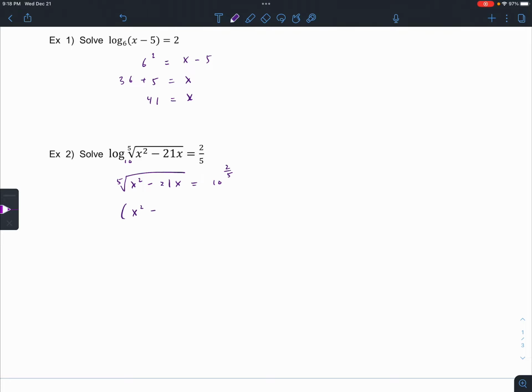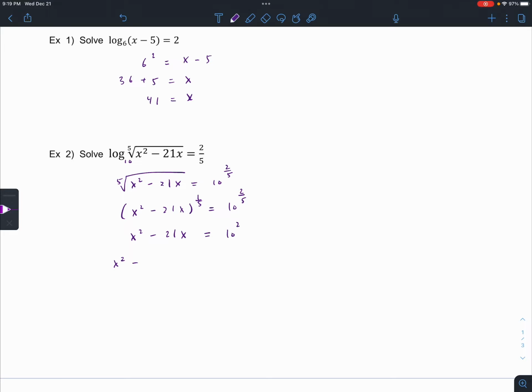So this can also be written as x squared minus 21x to the exponent of 1 over 5 is equal to 10 to the 2 over 5. And what we can do now is we can raise both sides to the exponent of 5. And that would give us x squared minus 21x is equal to 10 squared. Okay, so we're basically multiplying the exponents by 5.